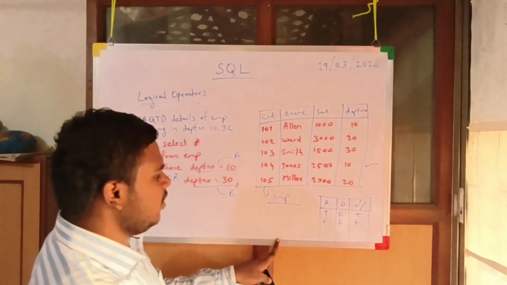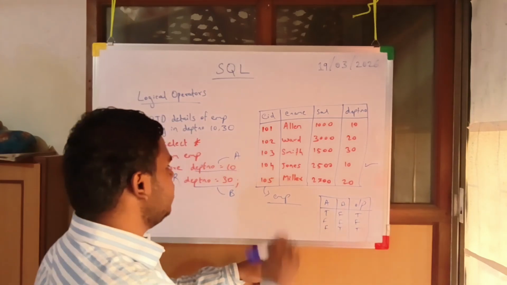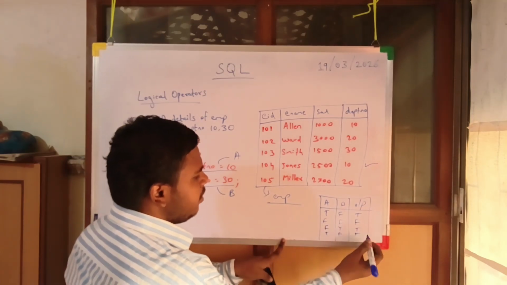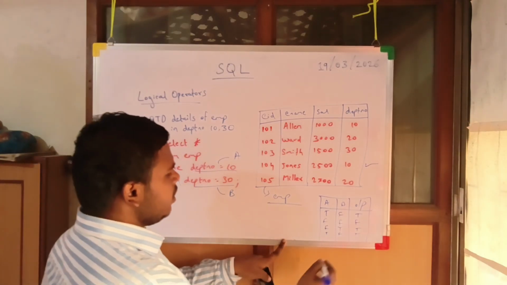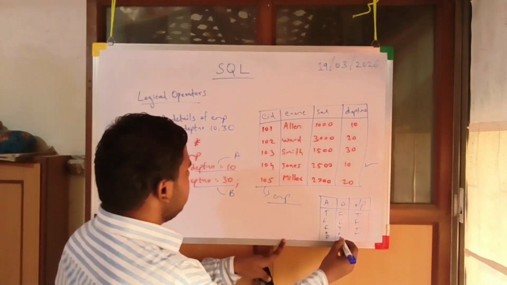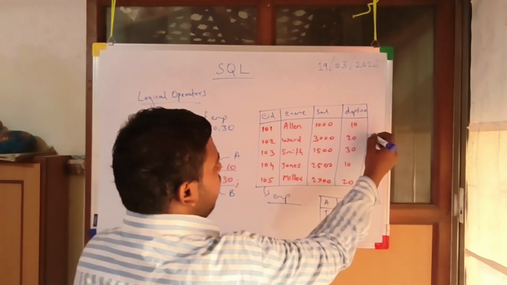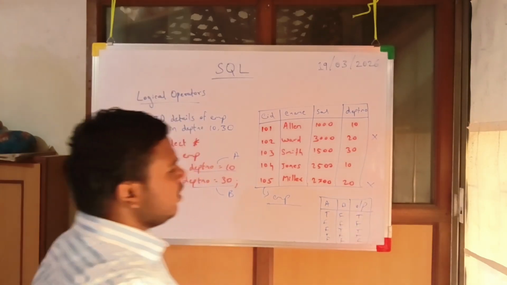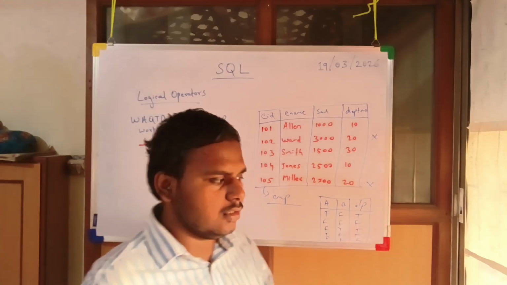Third record, first condition is false, second condition true, I will get the output. Fourth record, first condition true, second condition false, I will get the output. In the fifth record, first condition false, second condition false, so I will not get the output. So I will not get the second record and the fifth record. Other than the second and fifth record, all the rest will get selected, filtered by the where clause.